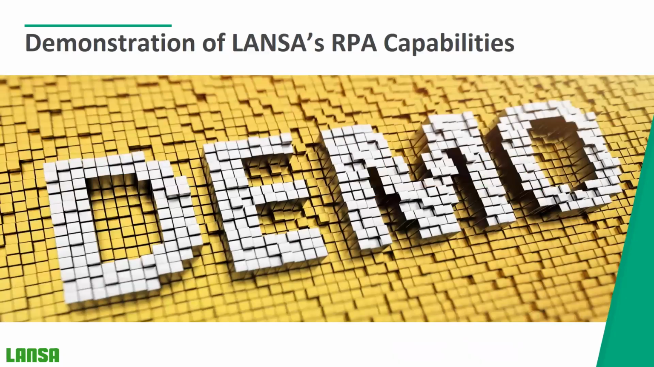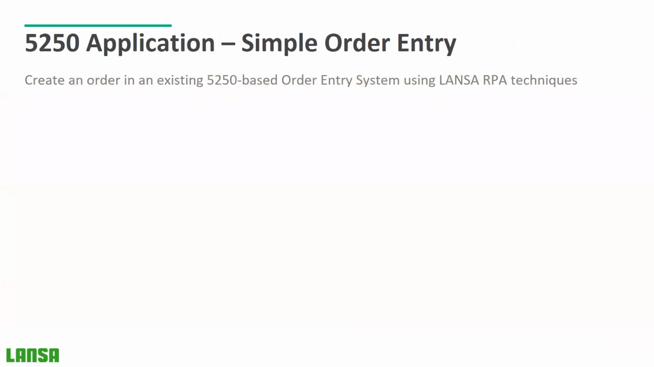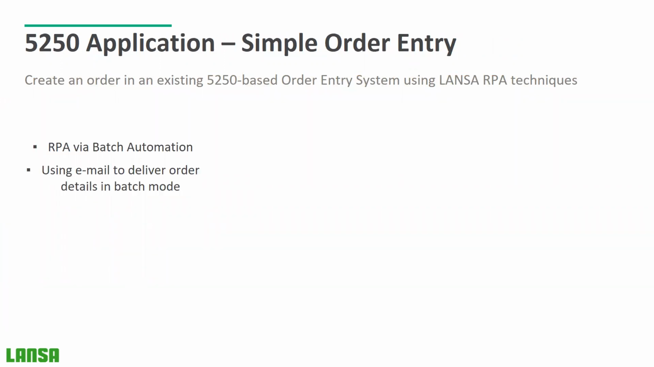Right, so what I'm going to do next is show you how RPA can be implemented on IBM i. I'm going to demo a number of different use cases to show just how powerful RPA on IBM i can be. Our first RPA is a simple order entry process that will write to an order header and detail file. So there's an RPA via batch automation.